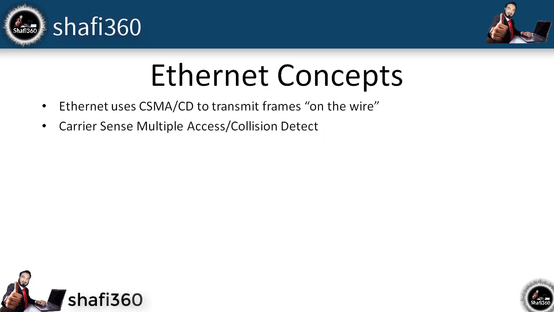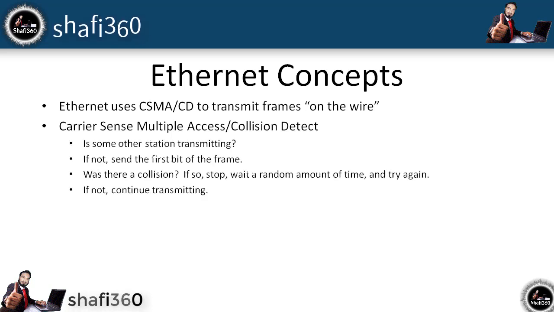So let's talk a little bit about how collision detect works. Basically, it's a flowchart, if you will. First, it senses carrier: is some other station transmitting? If no one else is talking, I can start to send my packet. Send the first bits of the frame. Was there a collision? It can detect a collision based upon the fact that there's a higher voltage on the wire than should be expected. If so, back off, wait a random amount of time, and try again.